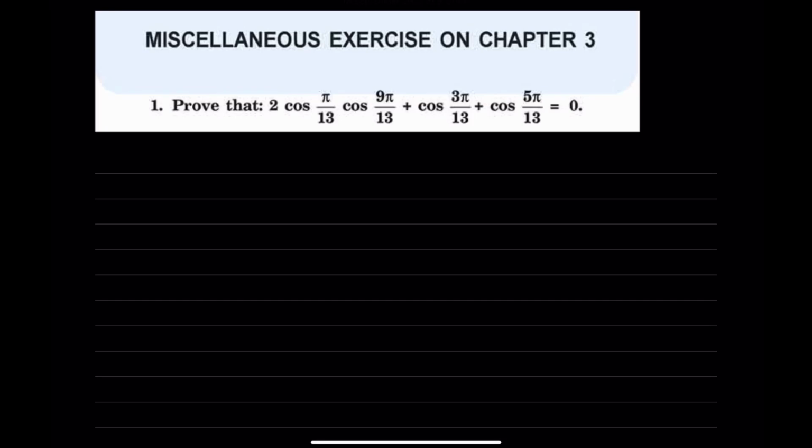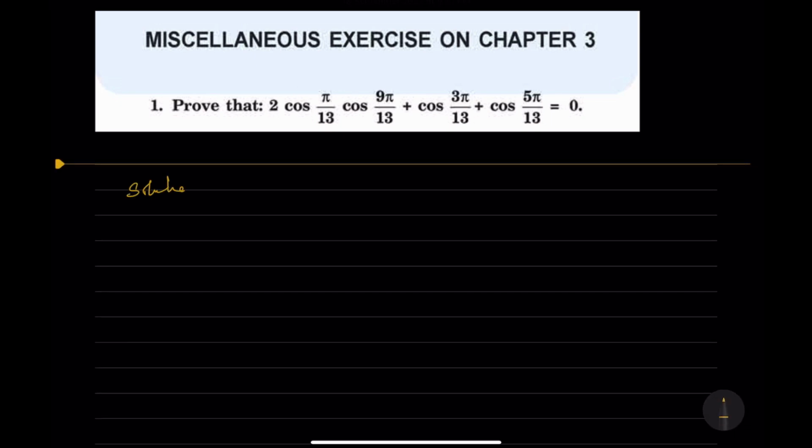Hello friends, let's start off with the miscellaneous exercise on chapter 3. So what's the first question we'll see? Prove that 2 cos pi by 13 into cos 9 pi by 13 plus cos 3 pi by 13 plus cos 5 pi by 13 is equal to 0. So now in the solution part, how do we do the solution for this? We'll see.